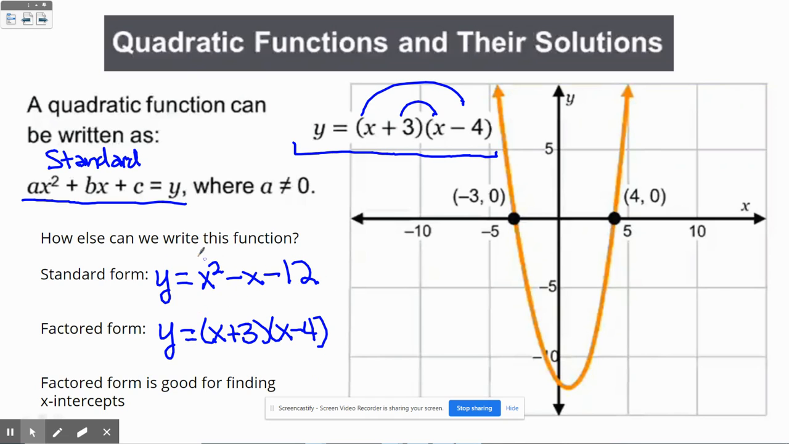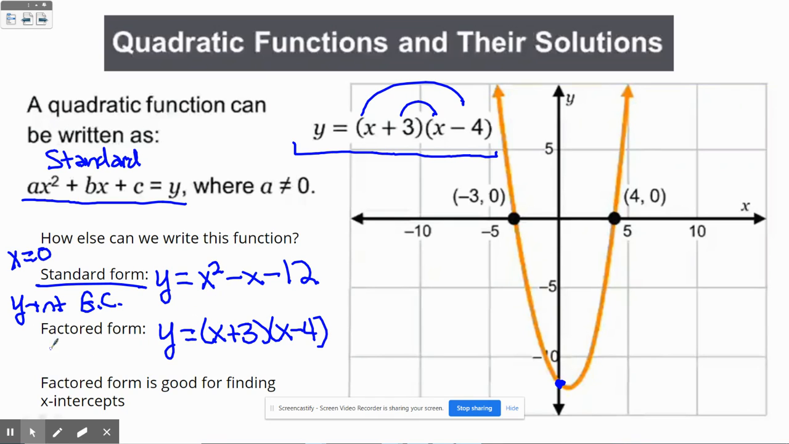So standard form is good for something, and factored form is good for something. So what are they good for? Well, standard form is good for finding the y-intercept. Why is it good for finding the y-intercept? Because a y-intercept means x equals 0. And if you plug 0 into this equation, it's real easy to see that the y-intercept is negative 12. Standard form is also good for typing in your graphing calculator because it's the easiest form to type in. So those are the two things it's good for, y-intercept and maybe your graphing calculator. Other than that, standard form kind of stinks.